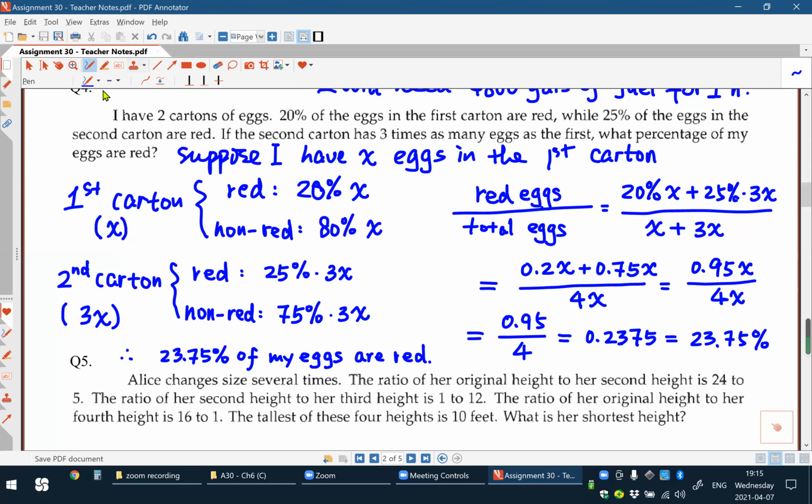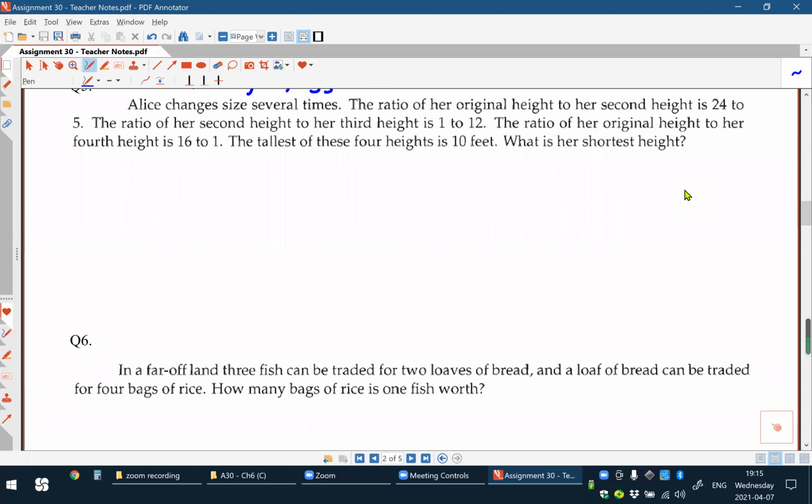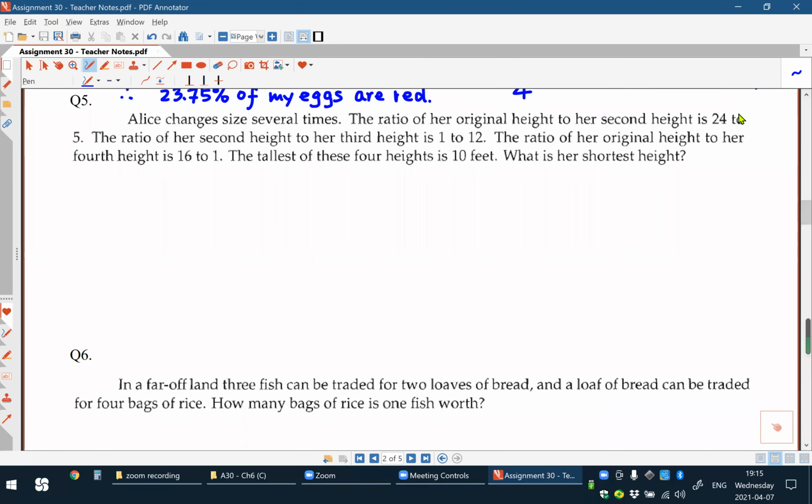Oh, okay, let's see the next one. Question 5. Alice changes size several times. The ratio of her original height to her second height is 24:5. The ratio of her second height to her third height is 1:12. The ratio of her original height to her fourth height is 16:1. The tallest of these four heights is 10 feet. What is her shortest height?